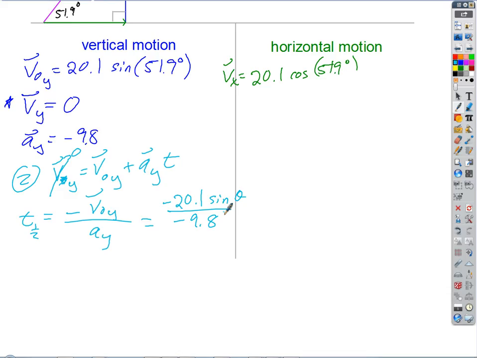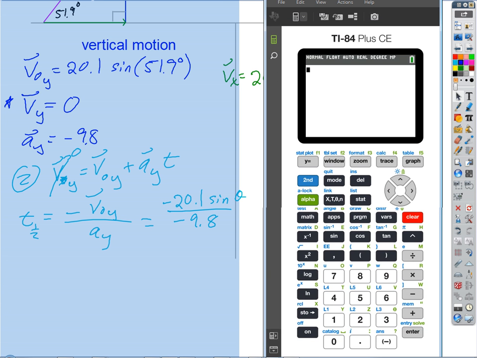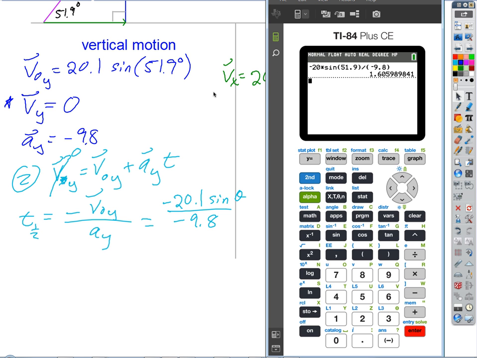And what do we get for an answer then? That's just a calculator number. So pull up our calculator. We get negative 20 times sine 51.9 divided by negative 9.8 gives us, how many sig figs are we going to keep here? 3, I think, wasn't it? Pretty sure.